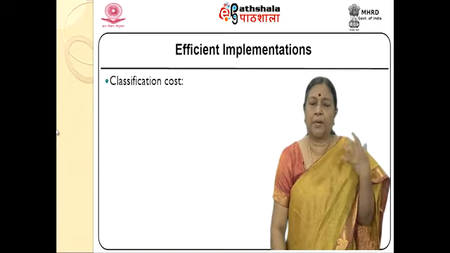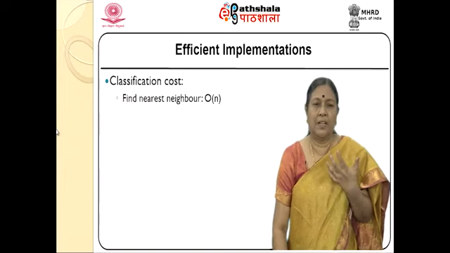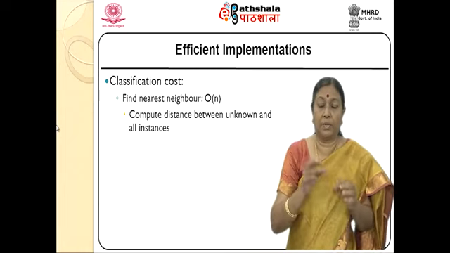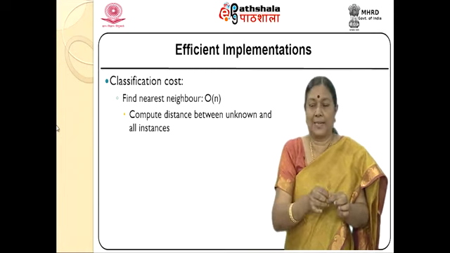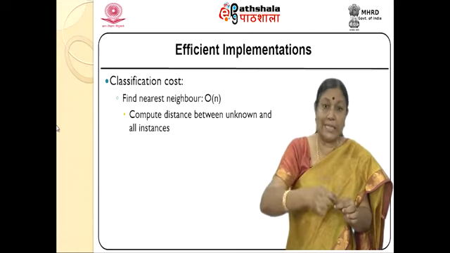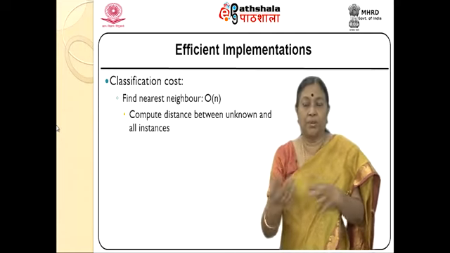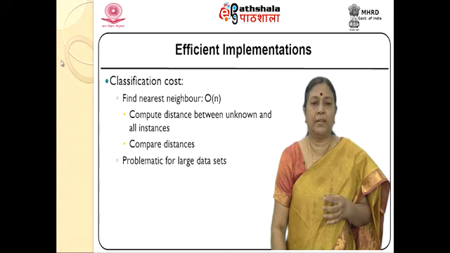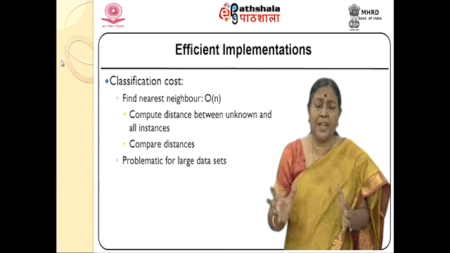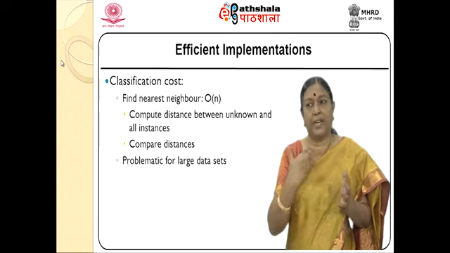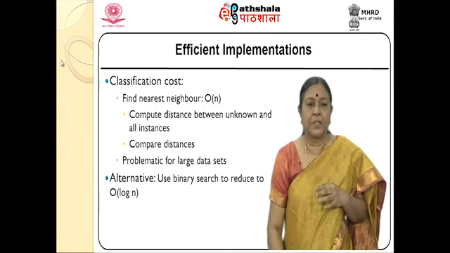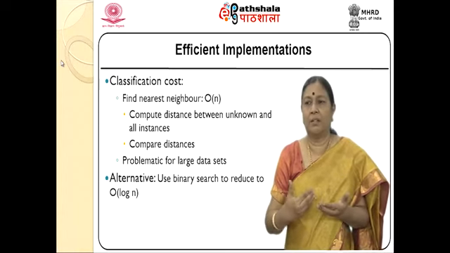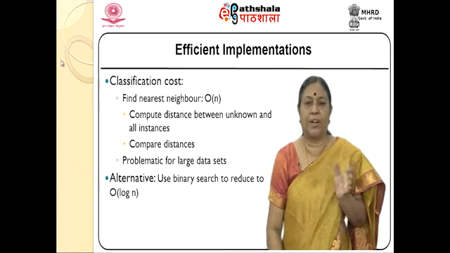Now, the problem here is about efficient implementation. Finding the nearest neighbor will take on the order of n, to compute the distance. For every unknown query instance, you have to find the distance between that query instance and all the other points, because you do not know where you will get the closest one. You will have to compare the distances, and if you have very large data sets, the number of points to compare will be very, very large. So, that is not feasible. An alternative is to use a binary search method, so that you reduce it to the order of log n. That is another modification you can use.